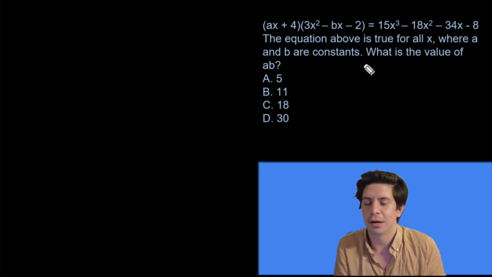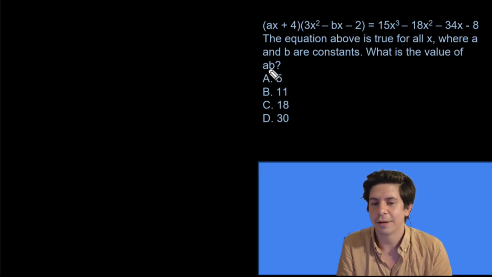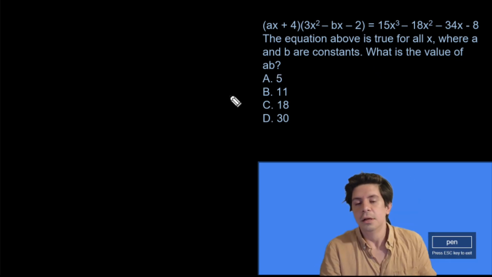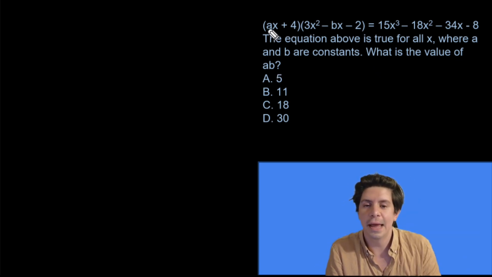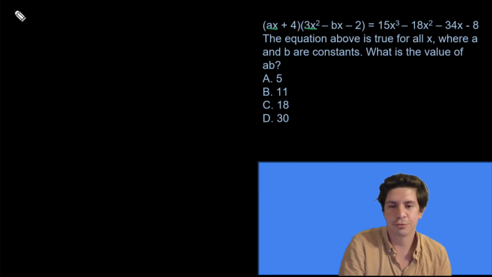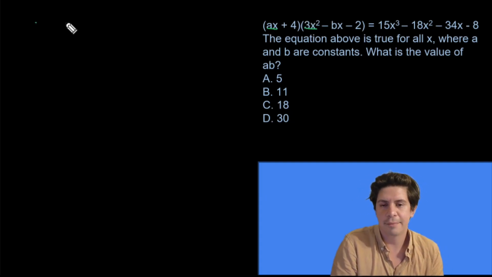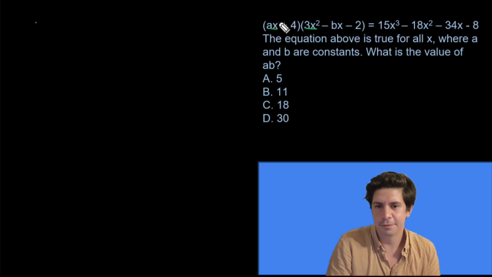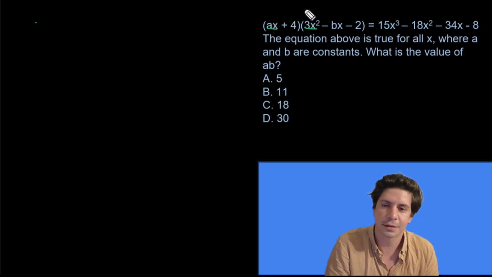What is the value of ab? So we have to find a and b and multiply them together. Okay, so to find a, we can just do ax times 3x squared to get the 15x cubed. So then that must mean that a equals 5, right? Because 5 times 3 equals 15. x times x squared gets to the x cubed.